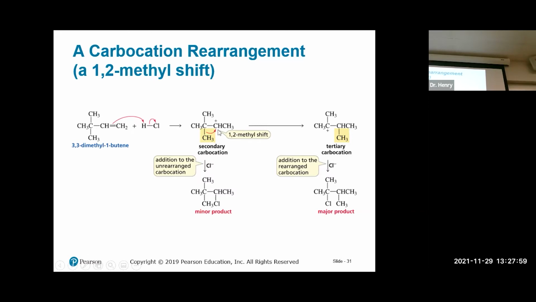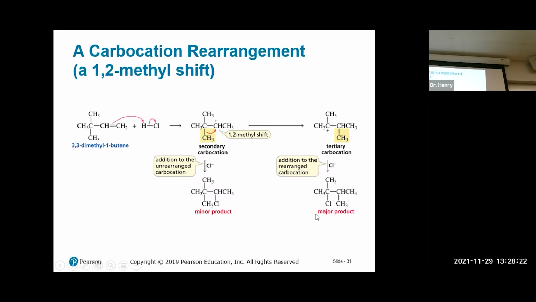Now, once that methyl group transfers over, this guy becomes positively charged. The chlorine is going to then attach there, balancing out the charge on that. And then we're going to get this, our major product. Okay. And the key is that this is going to be the minor product.